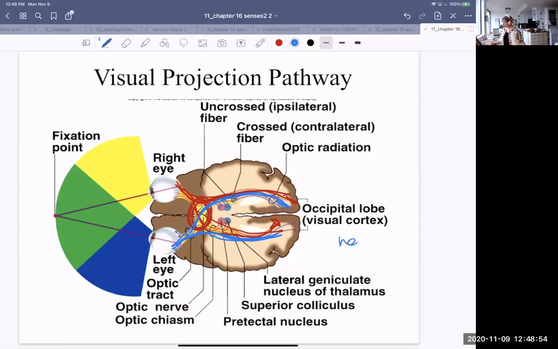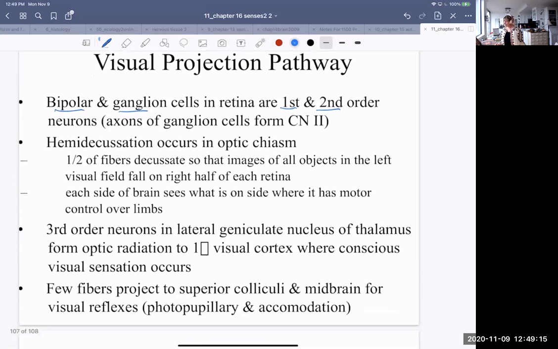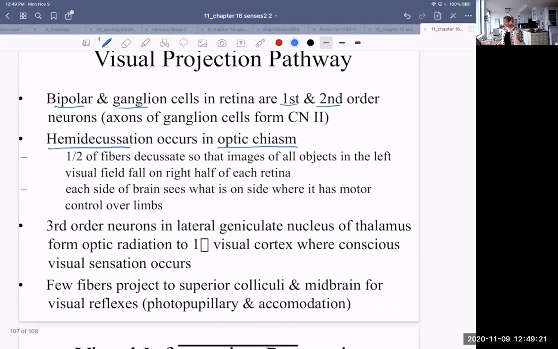Yeah, I think we talked about that before. That's called hemidecussation because it's not all of them. Some are ipsilateral and some are not. The bipolar and ganglion cells are first and second order neurons. Hemidecussation happens in the optic chiasm, which you might have noticed with the brain dissection. Half of the fibers decussate so that images of all objects in the left visual field fall in the right half of each retina, and each side of the brain sees what is on the side where it has motor control over the limbs.